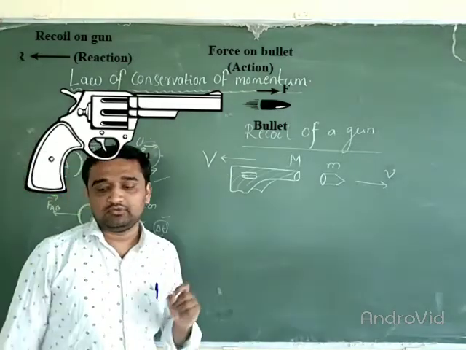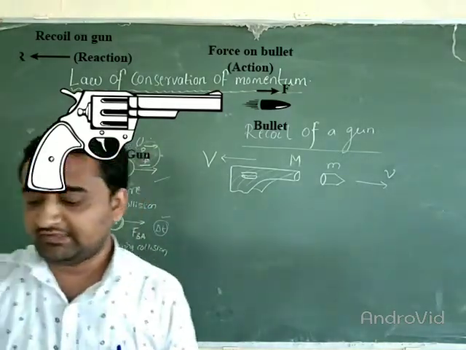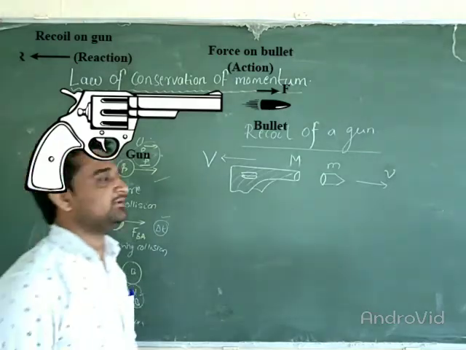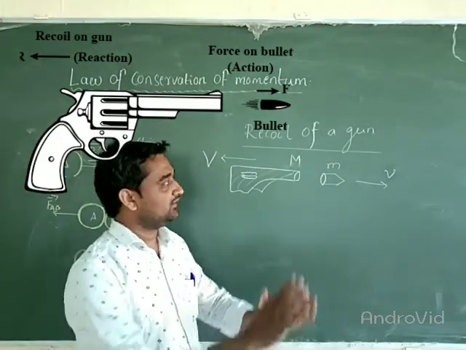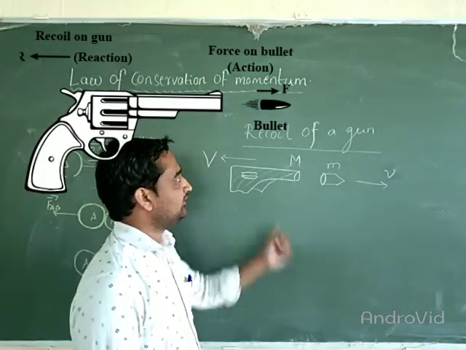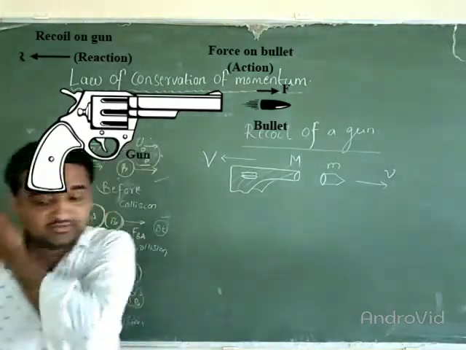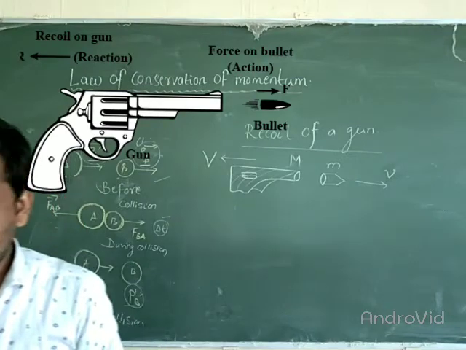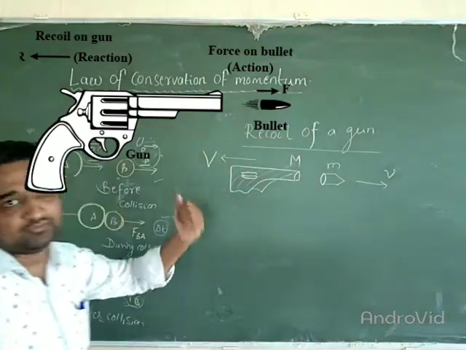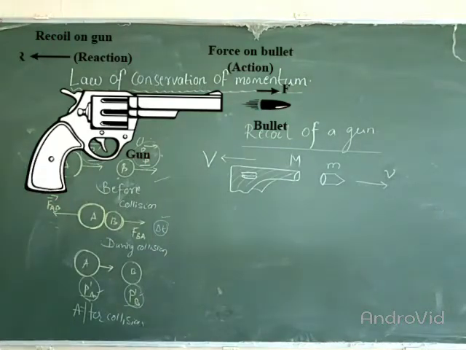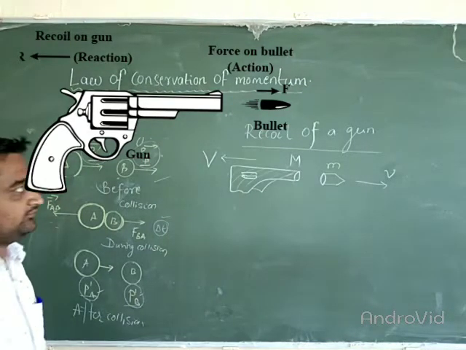So what is recoil of a gun? Recoil of a gun means, when you fire a bullet, what happens? The gun moves backward. That is why we call it recoil of a gun. When a bullet is fired from the gun, the bullet moves in the forward direction and the gun moves in the backward direction. The backward motion of the gun is called the recoil of the gun.